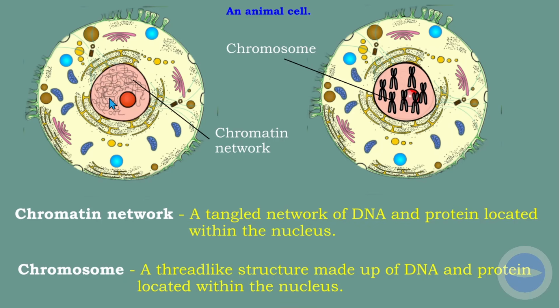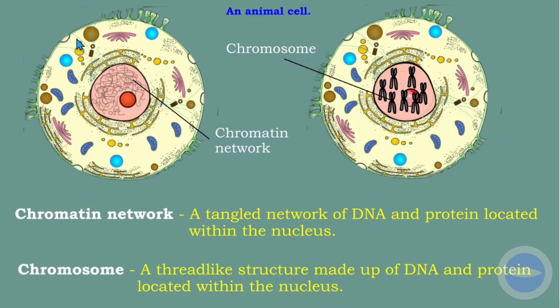DNA is wrapped around the protein, and in this form, the genes inside the nucleus are called the chromatin network. And then a chromosome is a thread-like structure made up of DNA and protein located within the nucleus. So this is the chromosome. The chromosome and the chromatin network are the same thing. It's just that they are in a different format.